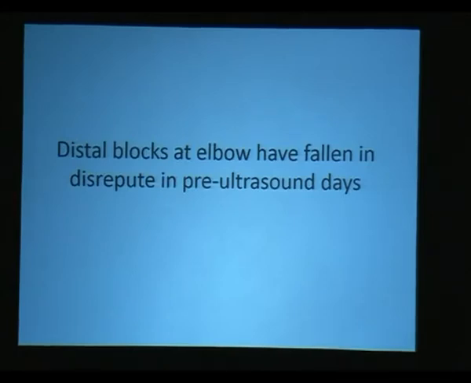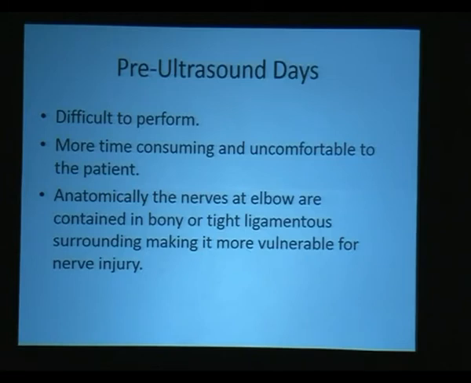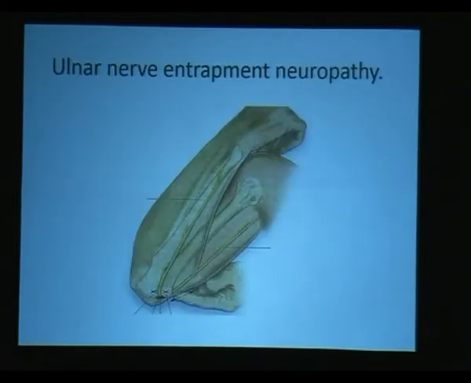Now, why have these distal blocks at the elbow fallen into disrepute in the pre-ultrasound era? If you read any standard textbook, for example Admir Hadzic or Brown's Color Atlas, they have criticized these blocks in their older editions. The important reasons are that they are difficult to perform, more time consuming, and uncomfortable to the patient. Anatomically, the nerves at the elbow are contained in bony or tight ligamentous surroundings, making them more vulnerable to nerve injury. Just like we have ulnar nerve entrapment neuropathy, the ulnar nerve should not be blocked at this region. It is either below the elbow or above the elbow.